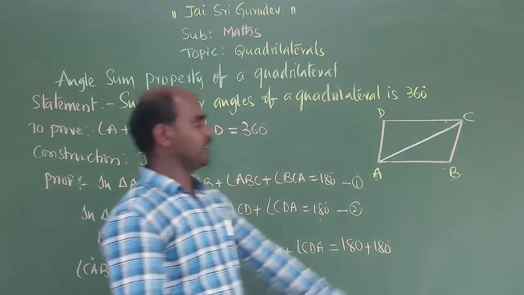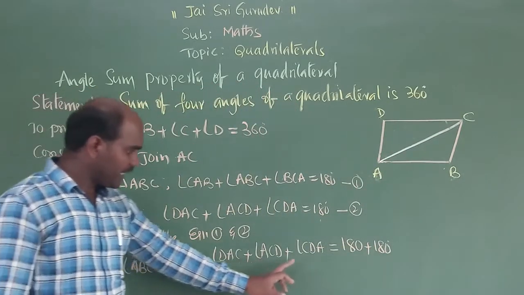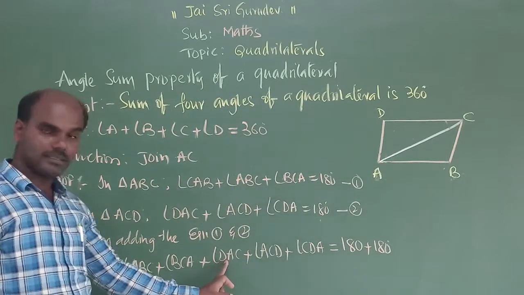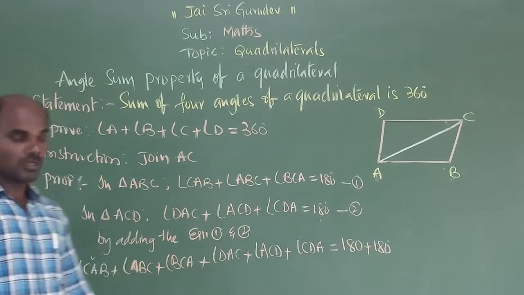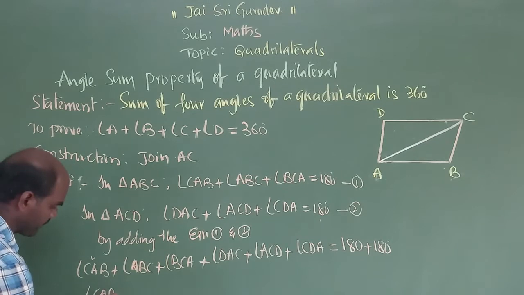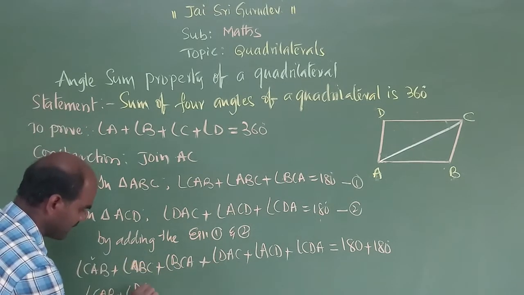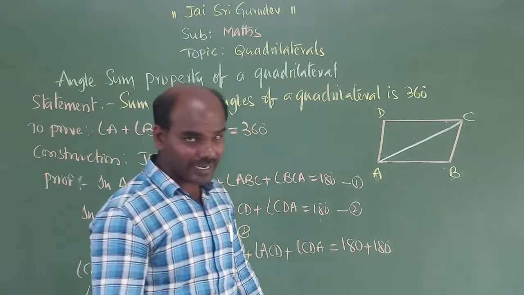Okay. So the other angle is CAD, or otherwise DAC. Both are written in that one place. So that is angle CAB plus angle DAC. Okay. So by adding these both, what are you writing, children?